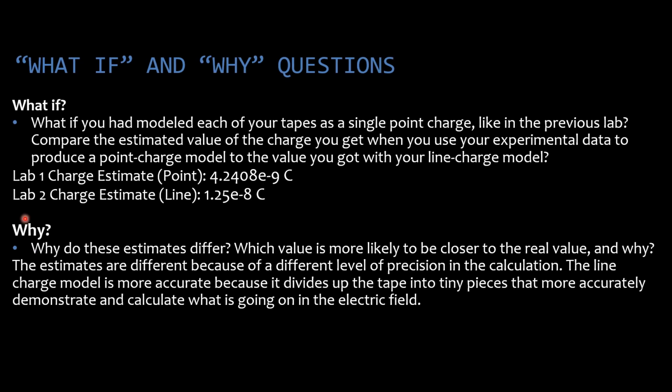Now the what-if questions. For that one, my lab 1 charge estimate was 4.24 times 10 to the negative 9 coulombs, while my lab 2 charge estimate was 1.25 times 10 to the negative 8 coulombs. These differ because there was a different level of precision used in the calculation, and the line charge model, which was the model used in lab 2, was more accurate because it divides the tape up into tiny pieces, and that more accurately demonstrates and calculates what's going on in the electric field, as it divides it up more efficiently.